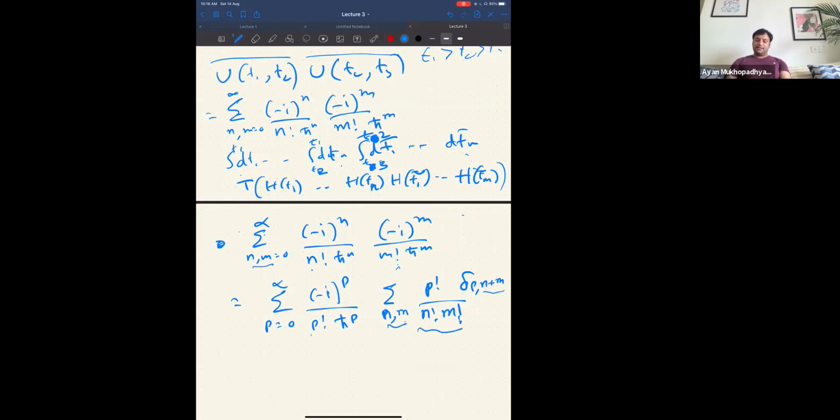And this object is nothing but p choose n, right? So I'm just choosing n of them, right? If I look in this way, then you see that what I can do is simply rewrite this object as dt1 to dtp, and then I can take all of these integrals from t3 to t1, and then take the time ordering of h(t1) to h(tp) altogether. Do you see why? Because here you see there are n of these, and here there are m of these. And now I'm doing the sum in a different way. I'm just choosing n plus m together, and then n of them are here.